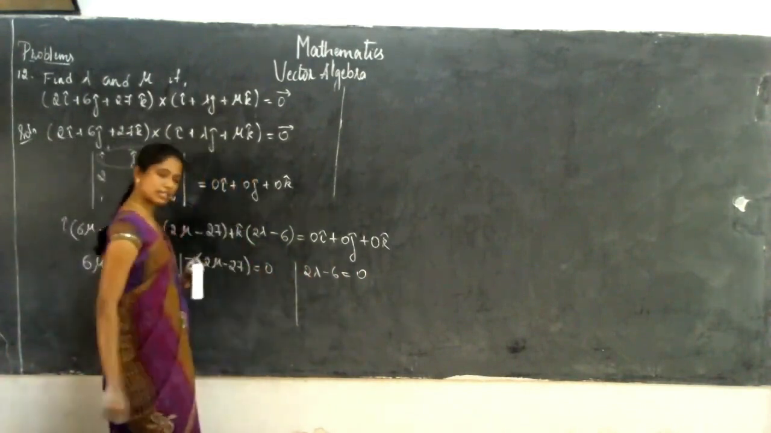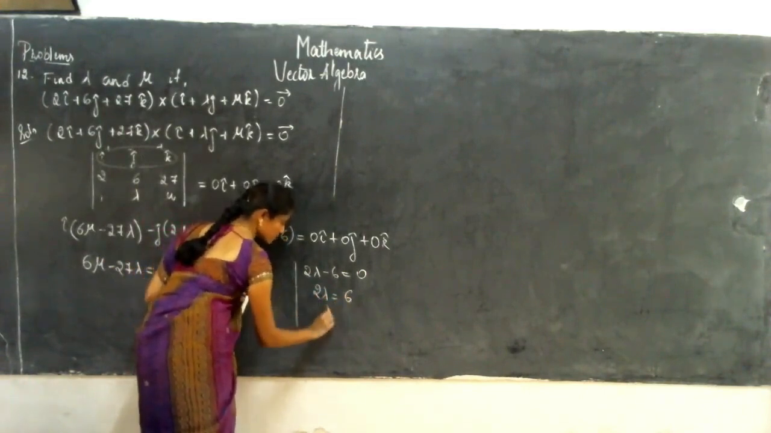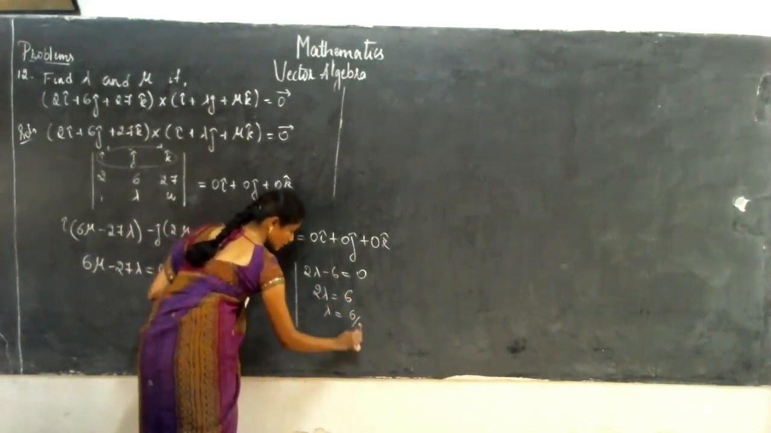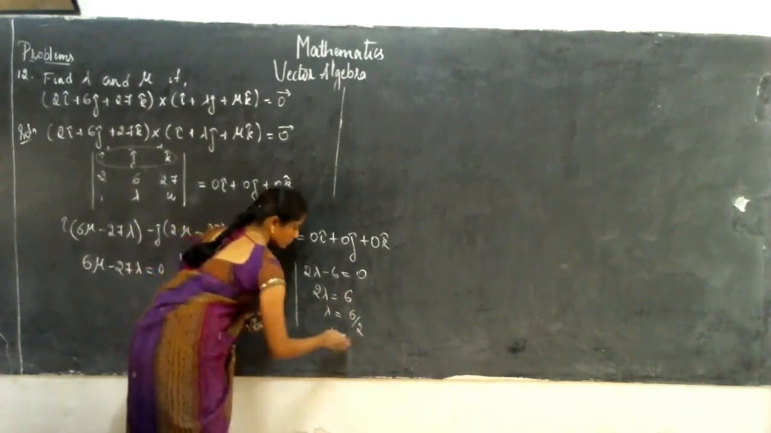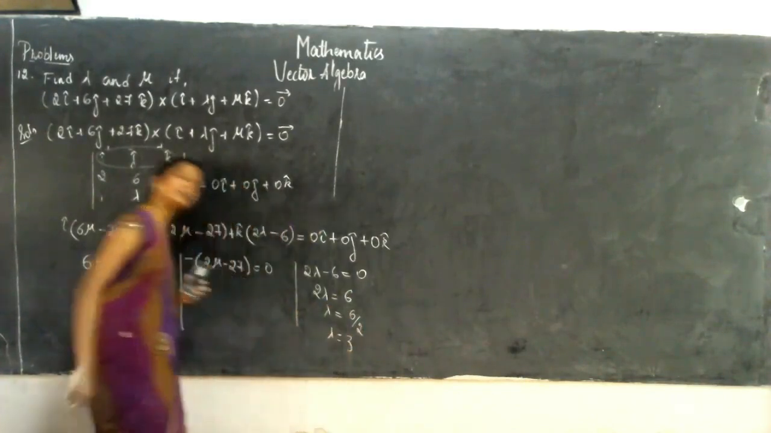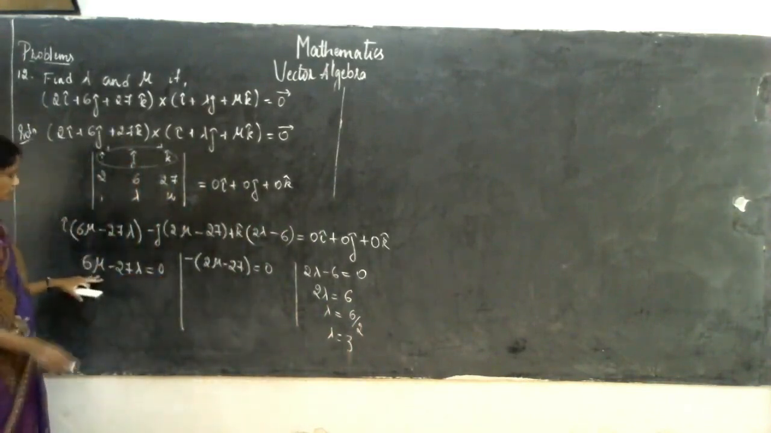2 lambda minus 6 is equal to 0. So I can write this as 2 lambda is equal to 6, or lambda is equal to 6 by 2. Hence the value of lambda is equal to 3. So we found the value of lambda. Next, I'll consider this one also.